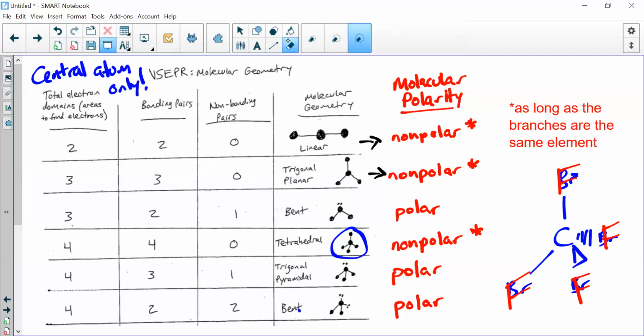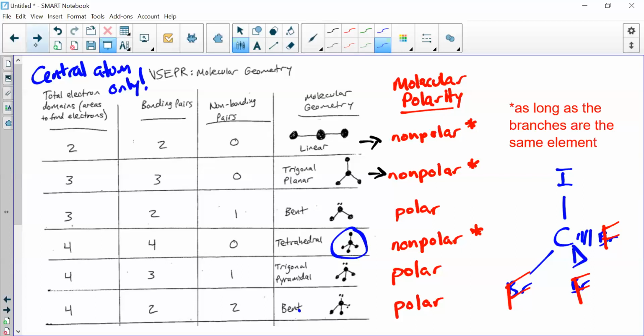Now, if we threw this off a little bit, and all of a sudden 3 of them were fluorines, and 1 of them was an iodine, well, now they're no longer equal strength, because the electronegativity difference here is going to be different from the other 3. This will end up being slightly polar. So as long as the branches are the same element, it will be nonpolar, even if it has polar bonds.